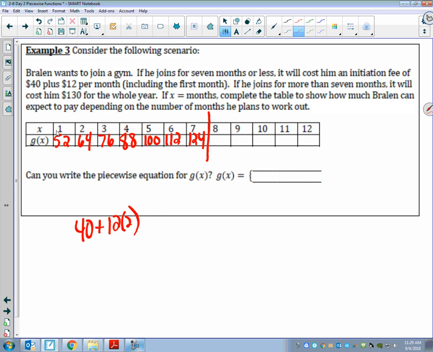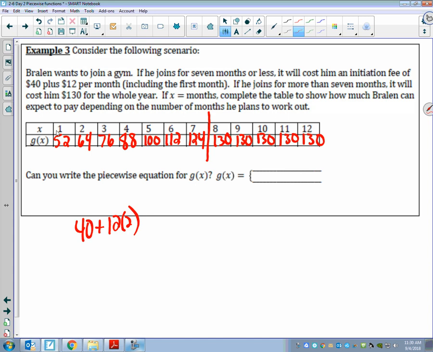Or if he joins for more than 7 months, so 8, 9, 10, 11, 12, it'll cost him $130 for the whole year. So how are we going to write that? At 8 months, it's $130. If he joins 9 months, it's still just $130. For 10 months, it's $130. That just stays the same. For 8, 9, 10, 11, or 12 months, it's $130.